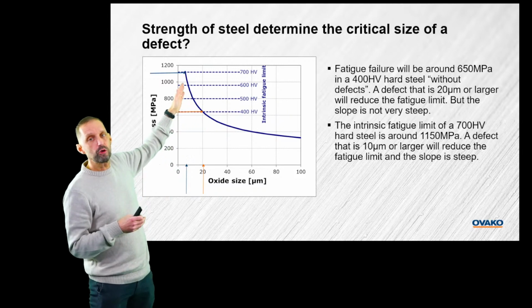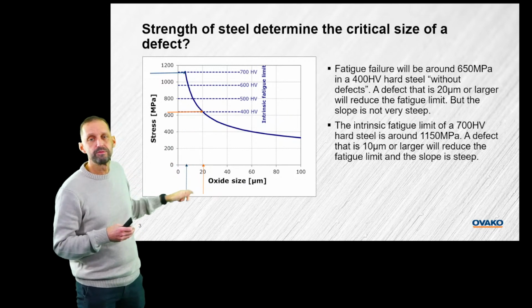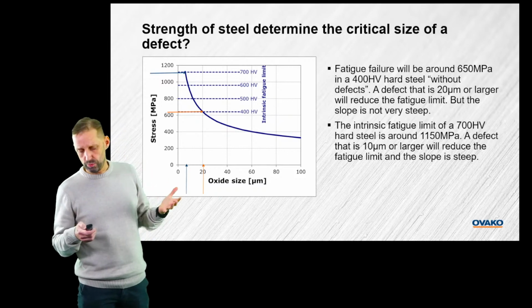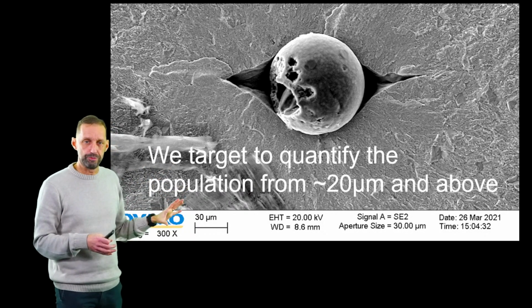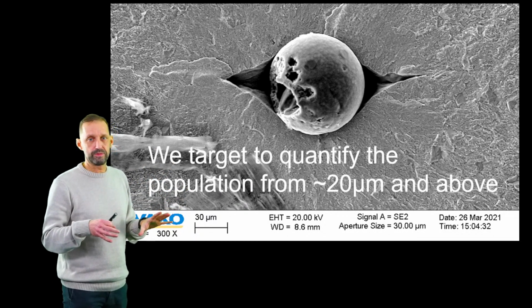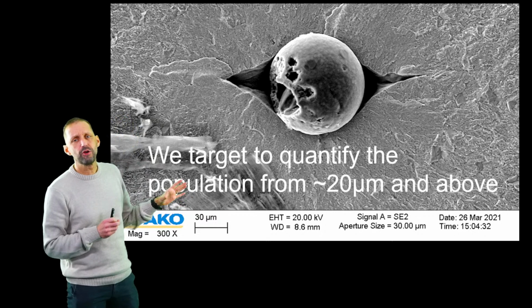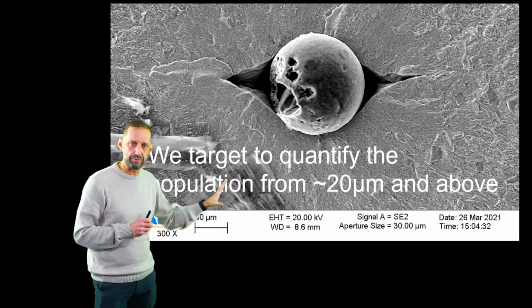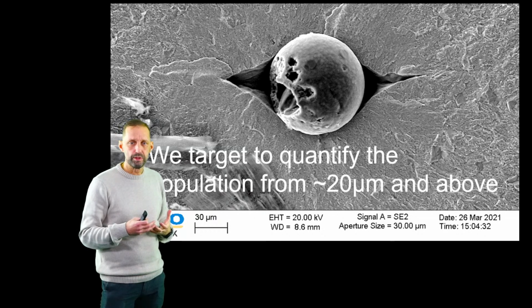But if you start to get inclusions in it, you see that once you get inclusions that are above 10-15 microns, you will get a reduction in fatigue. So this is why we don't like these ones. These ones are the ones that we want to avoid to get into our customers' stressed volume. So we really target the population, let's say from 20 microns or perhaps 15 or something, but in that region and upwards. That's where we want to have the knowledge about how steel looks like.